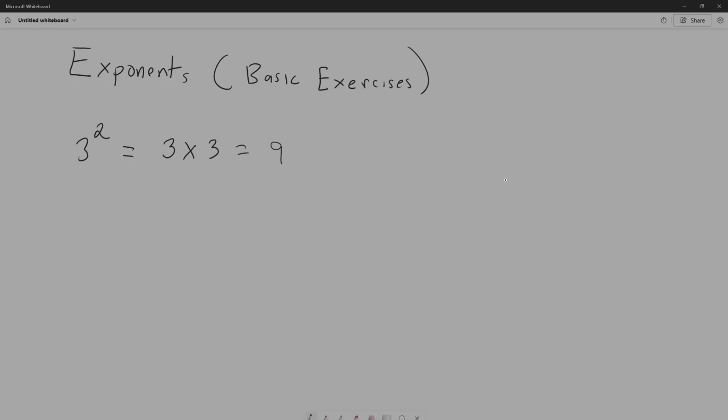Okay, the second one is going to be 5 cubed. So doing repeated multiplication, we're going to do 5, because the exponent is 3, so we're going to do it 3 times. 5 times 5, and then times 5 again. So if we take the first two, 5 times 5 is equal to 25, and then times 5 again, that will give us 125.